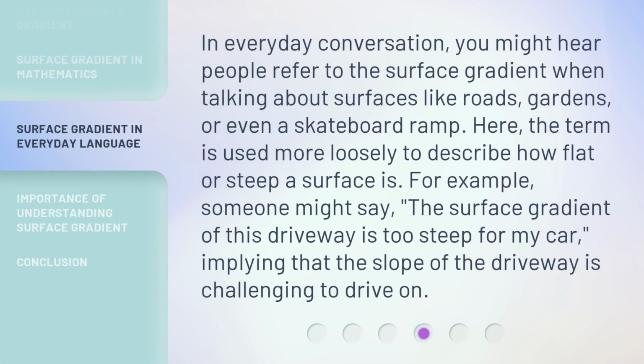In everyday conversation, you might hear people refer to the surface gradient when talking about surfaces like roads, gardens, or even a skateboard ramp. Here, the term is used more loosely to describe how flat or steep a surface is. For example, someone might say, "The surface gradient of this driveway is too steep for my car," implying that the slope of the driveway is challenging to drive on.